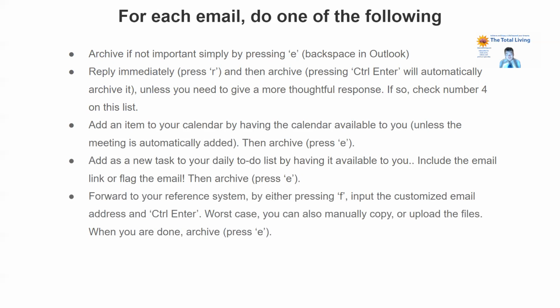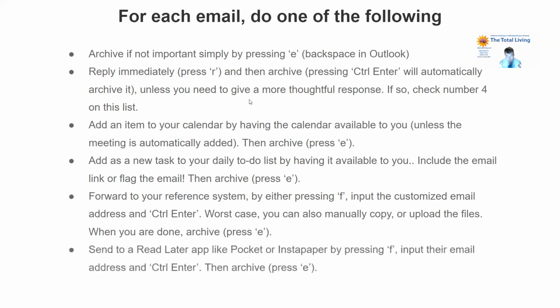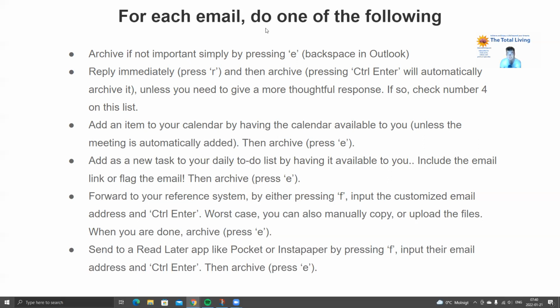5, forward to your reference system by either pressing F, input the customized email address, and Ctrl-Enter. Worst case, you can also manually copy or upload the files. When you're done, archive by pressing E. And lastly, option 6, send to a read later app like Pocket or Instapaper by pressing F. Input the email address and Ctrl-Enter. Then archive by pressing E.